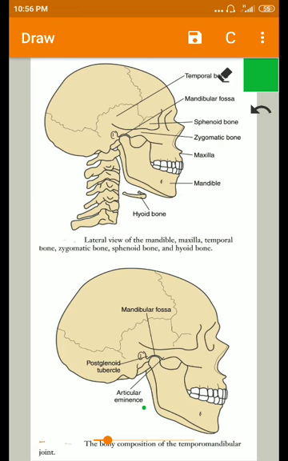This temporomandibular joint is a movable joint, but when we compare it with the other joints present in our body, this temporomandibular joint is unique in the body, both in structure as well as in function.